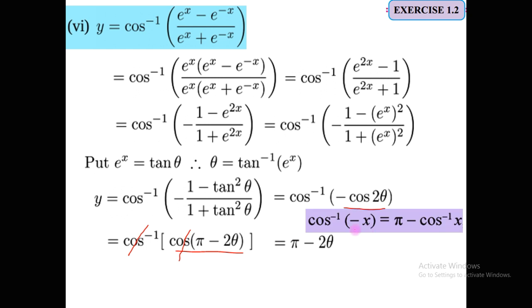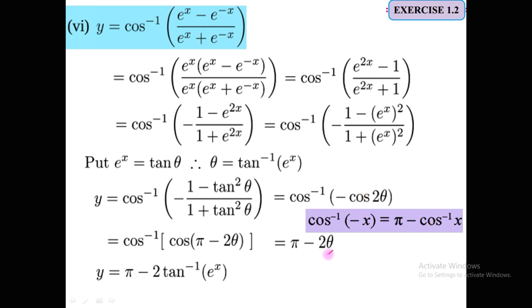Here is one more thing. Some might remember this formula from the properties we have seen before: cos inverse of minus x is equal to pi minus cos inverse of x. Now in place of x it is cos of 2 theta, so we may replace x by cos of 2 theta. So this will be pi minus cos inverse of cos 2 theta. What will it become? Cos inverse of cos 2 theta will cancel out, so all we get is 2 theta. That is the reason I am getting 2 theta at this place.